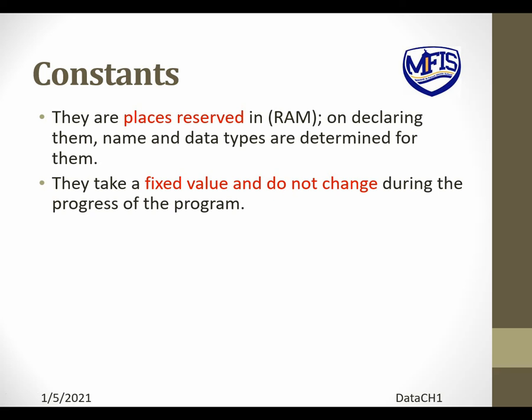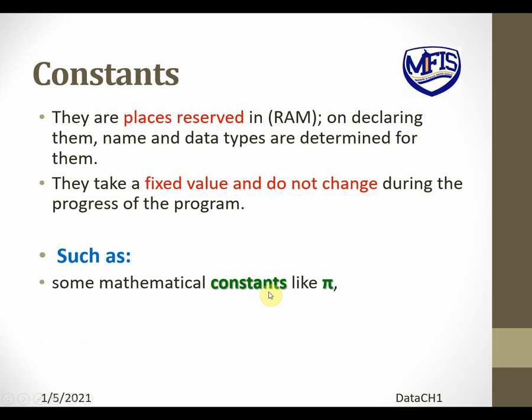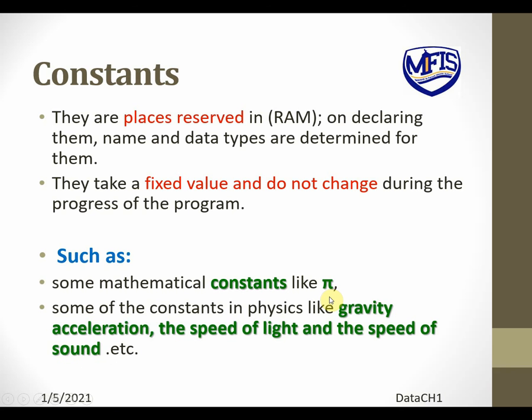We have many examples of constants, but the most famous one is the constant pi. We also have other examples such as gravity acceleration, the speed of light, the speed of sound. These all are constants. So again, constants are placed in the computer memory, RAM, and these places should have a name and a data type.